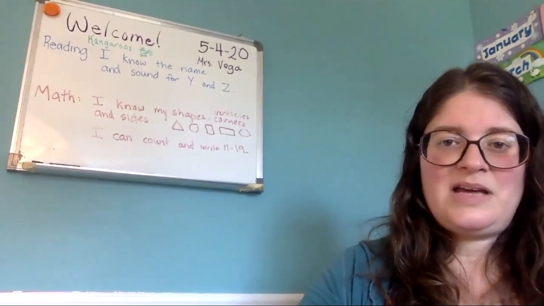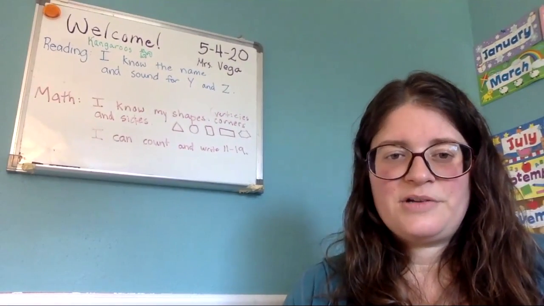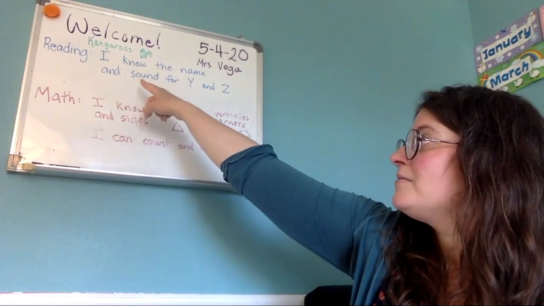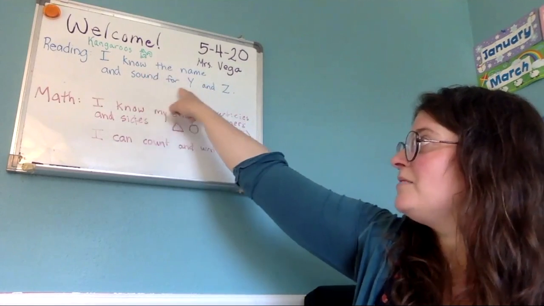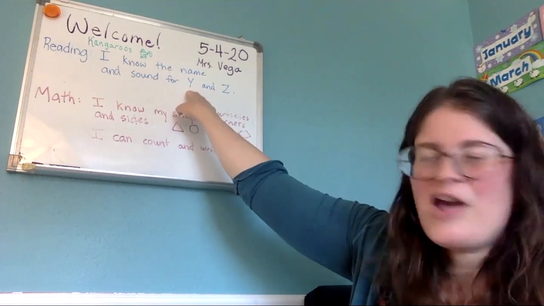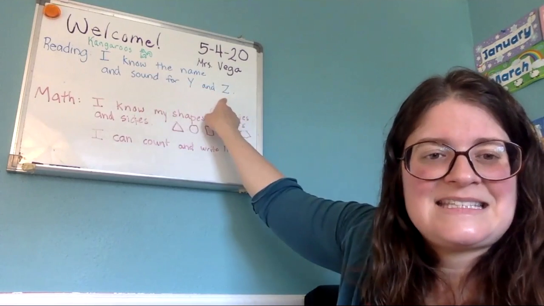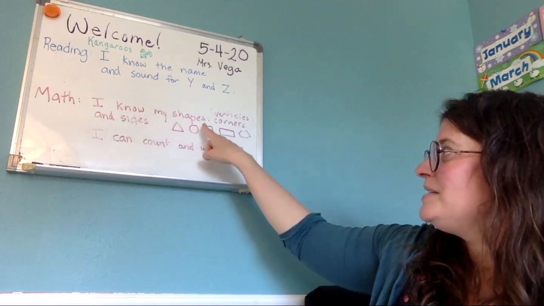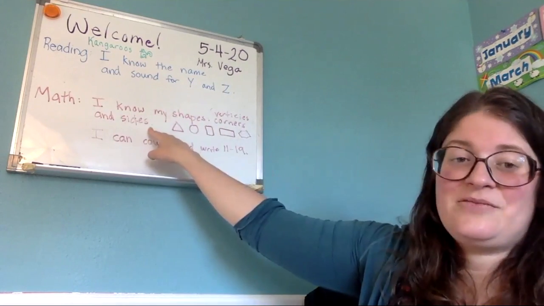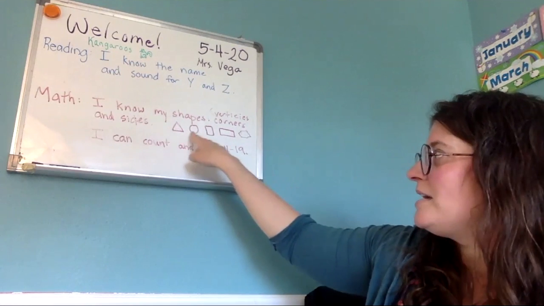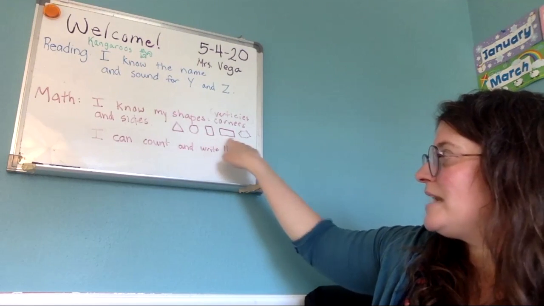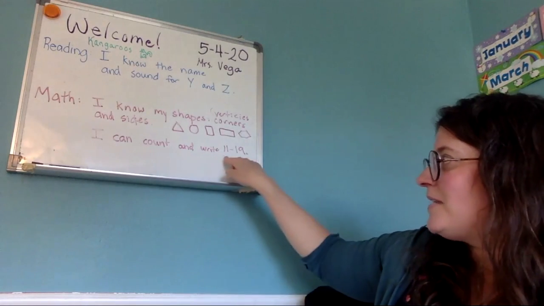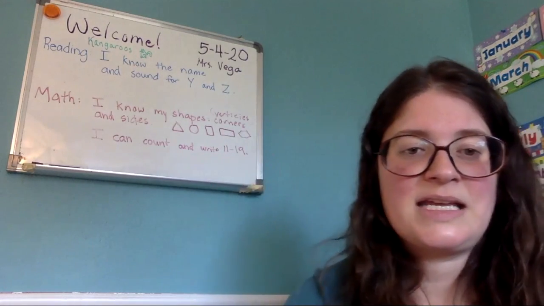I want to end by reviewing our 2 learning targets for reading and math. Reading was I know the name and sound for Y, y, and Z, z. And math is I know my shapes, vertices and sides for those shapes, triangle, circle, square, rectangle, and hexagon. And I can count and write 11 through 19.